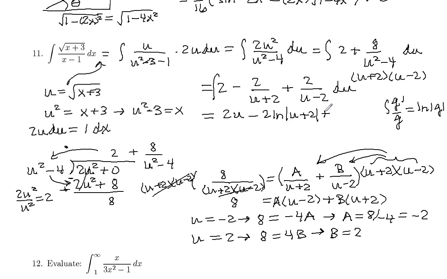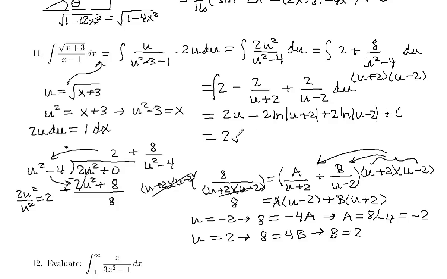and then plus, take this 2, pull it out in front, and then we'll have 1 over u minus 2. That antiderivative is going to be natural log absolute u minus 2. And then plus c, plus constant, because this is an indefinite integral. So plus c. And then we're almost done. We just have to plug back in our u. Our u is right here. It's root x plus 3.